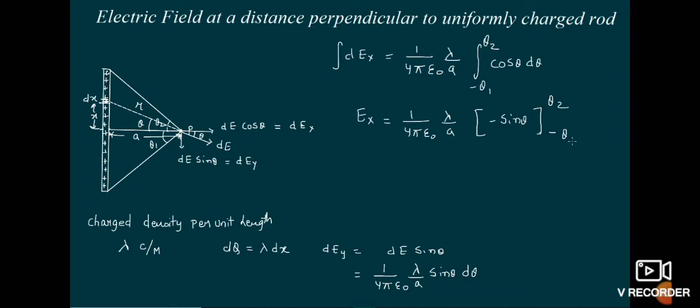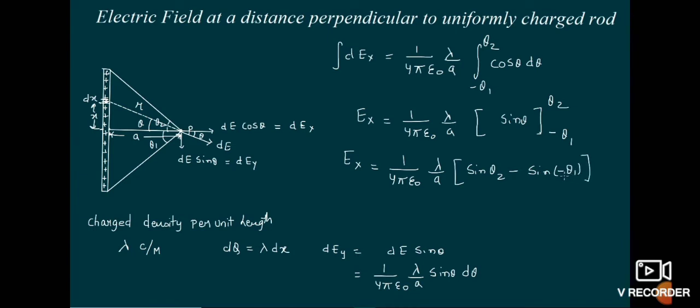Theta 1 will become minus, since we are measuring from the outer side. So the value becomes minus. So 1 by 4 pi epsilon lambda by a sin theta, the limits becoming minus theta 1 to plus theta 2. Therefore Ex is equal to 1 by 4 pi epsilon lambda by a times sin theta 2 minus sin of minus theta 1.